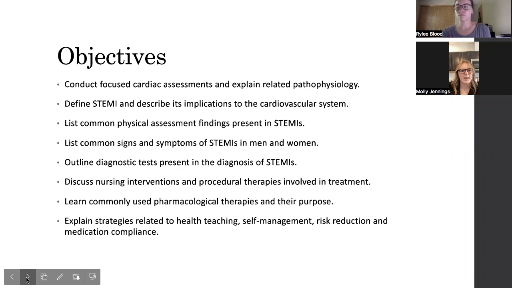At the conclusion of this presentation, listeners will be able to conduct focused cardiac assessments and explain related pathophysiology, define STEMI and describe its implications on the cardiovascular system, list common physical assessment findings that present with STEMIs, list common signs and symptoms of STEMIs in men and women, outline diagnostic tests that present with STEMIs, discuss nursing interventions and procedural therapies involved in the treatment, learn commonly used pharmacological therapies and their purpose, and explain strategies related to health teaching, self-management, and risk reduction medication compliance.